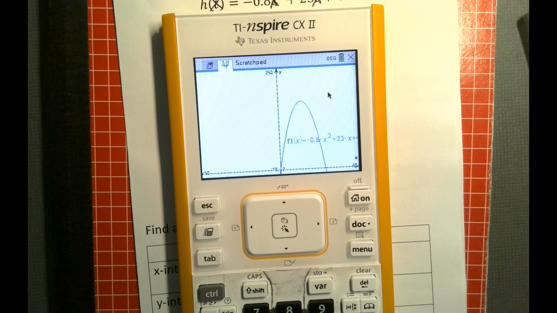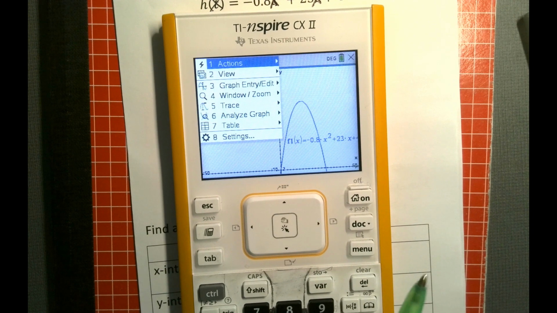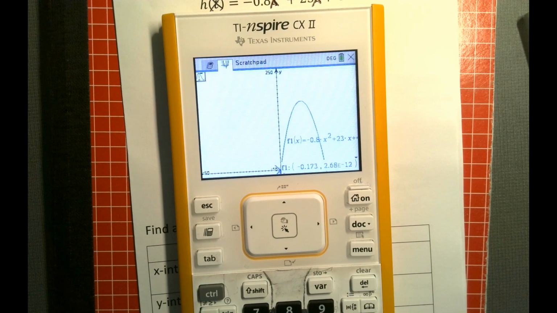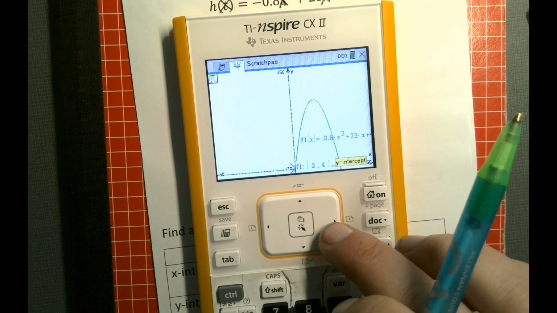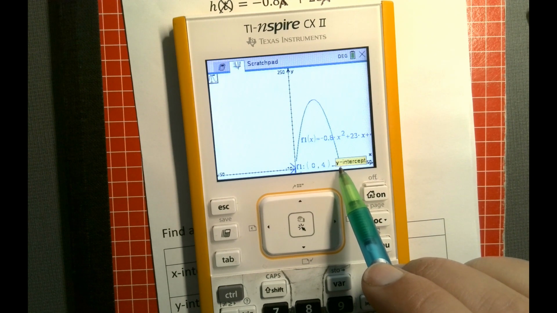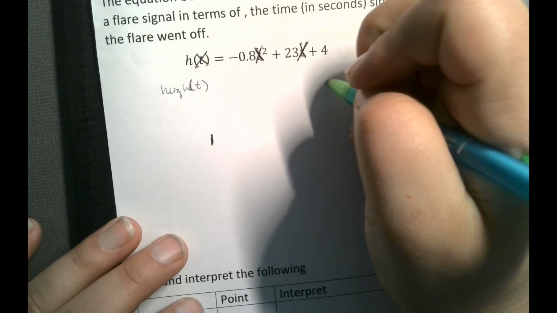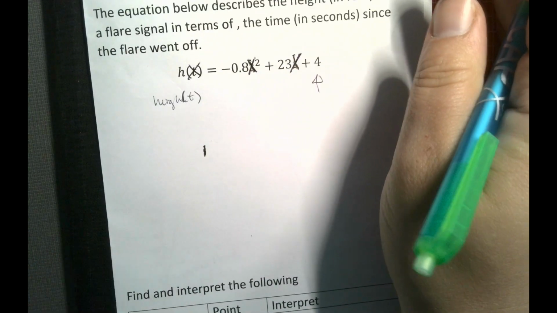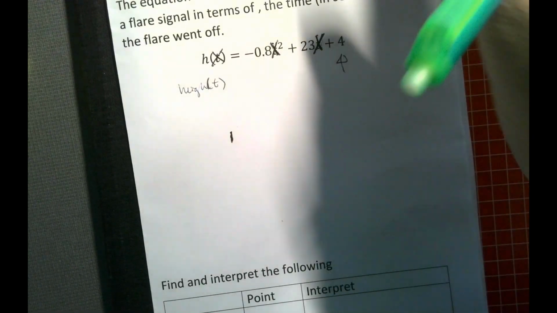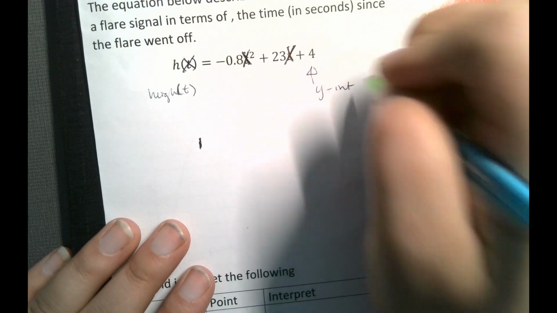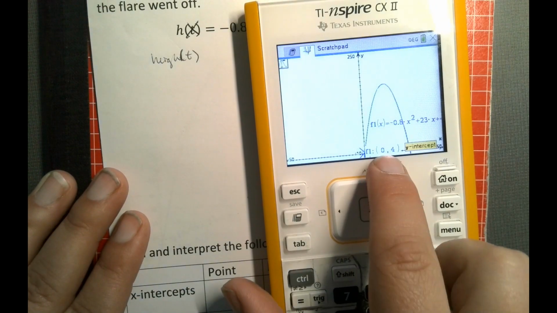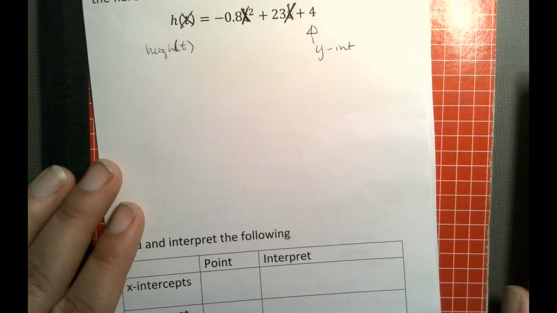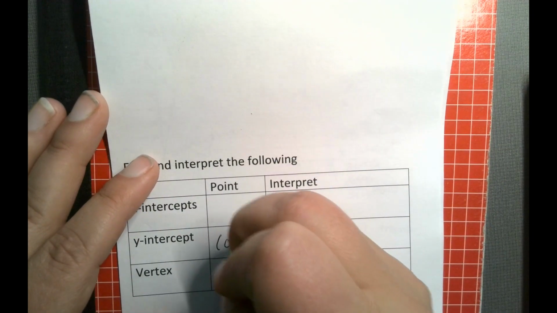All right, go ahead and do menu 5-1 to trace. We're tracing it right now. See how it's telling me that's my y-intercept? You see that number at the end? That end number is always going to be your y-intercept. So just that 4 right there. See how that's my y-intercept? So it's over 0, up 4.